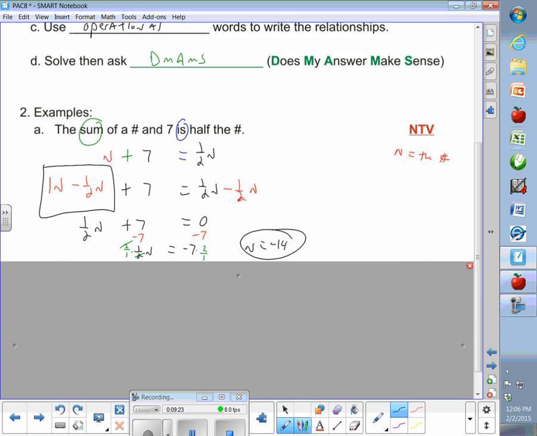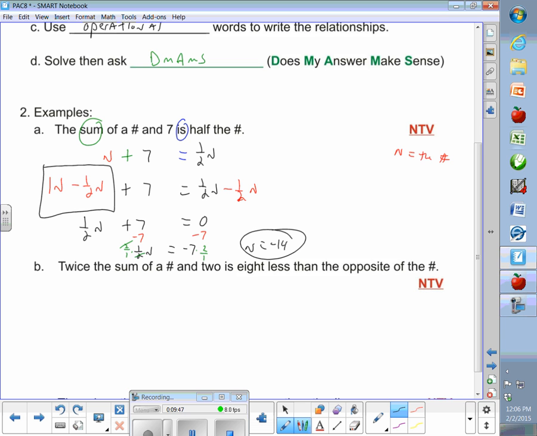You can go back and stick it in and see if it comes true. Negative 14 plus 7 is negative 7. What's a half times negative 14? Negative 7. Negative 7 equals negative 7. That's what makes that word problem true. It is what it is. Okay, let's do another one.